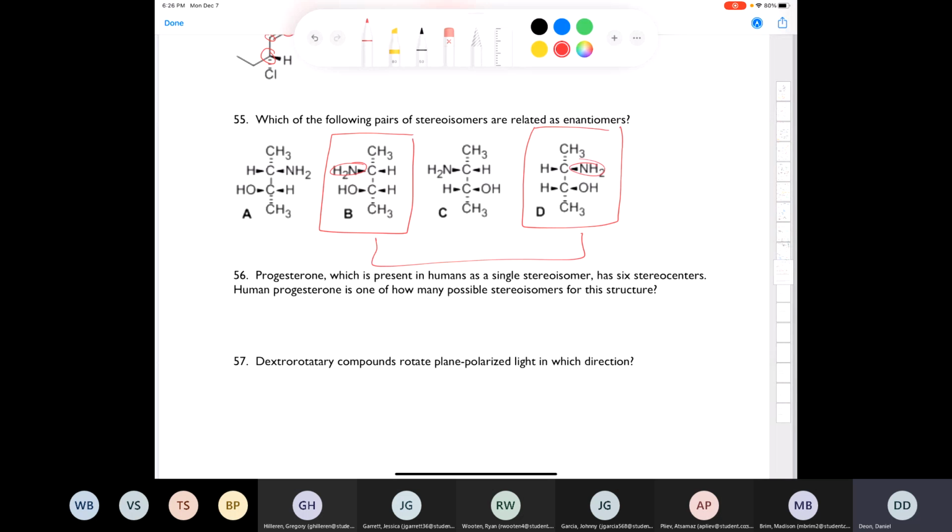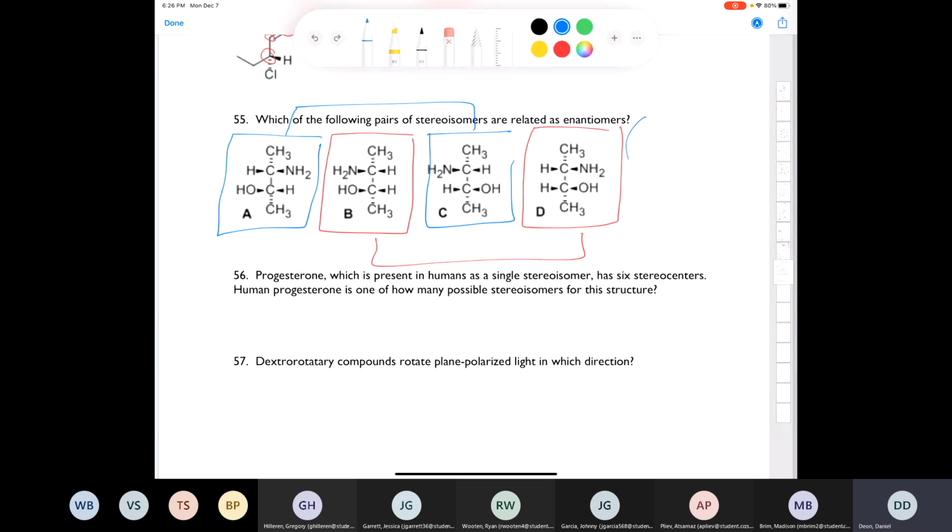You just flip this over here, flip this over here. Yes, those are enantiomers, right? And the same thing applies for A and C. A and C are enantiomers as well, right? All you have to do is flip this nitrogen to the other side and flip this hydroxyl to the other side. There you go. So those are enantiomers, right?